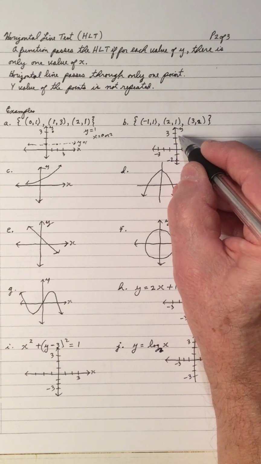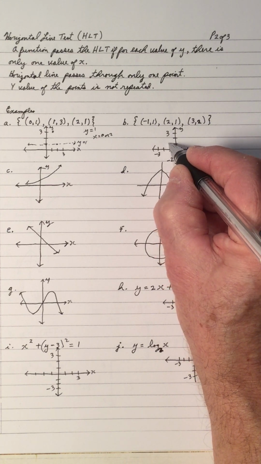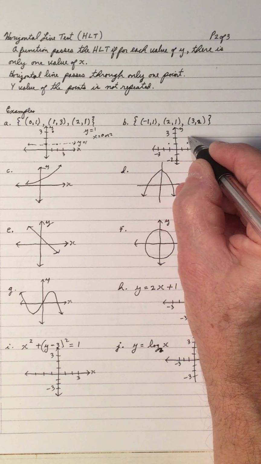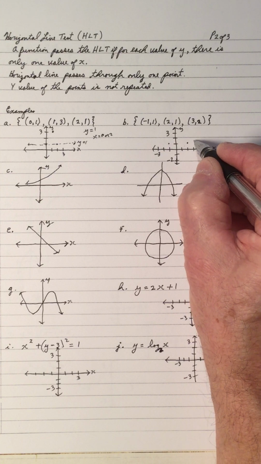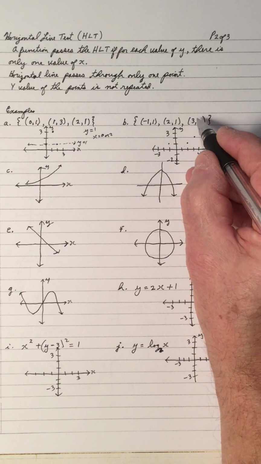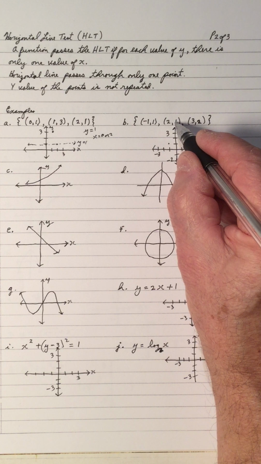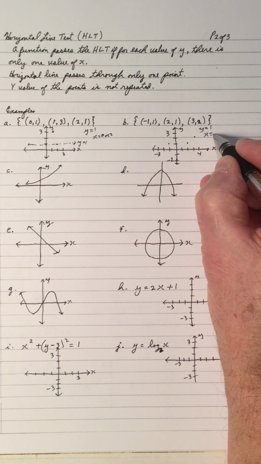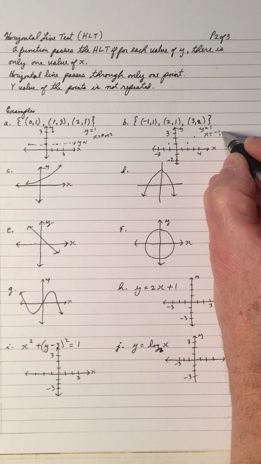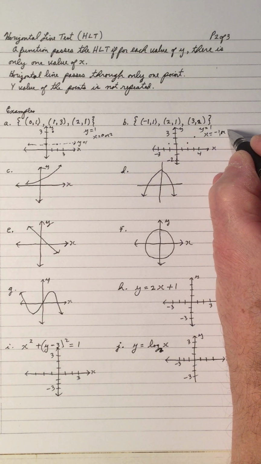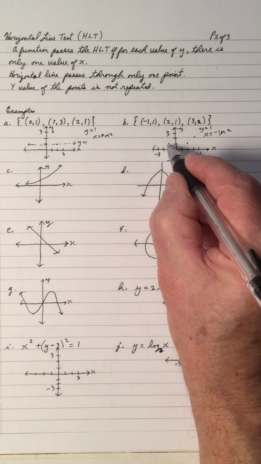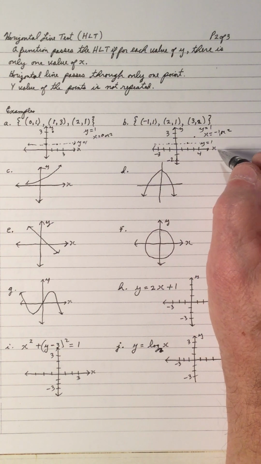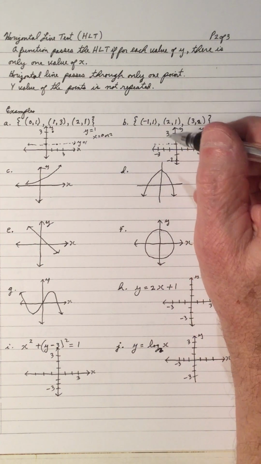Now, notice the y is 1, 1, and again y is 1. So x is negative 1, y is 1. X is 2, y is 1. X is 3, y is 2. Again, when y is 1, x is negative 1 or 2. And that means this horizontal line, y equals 1 again, so it fails the horizontal line test.